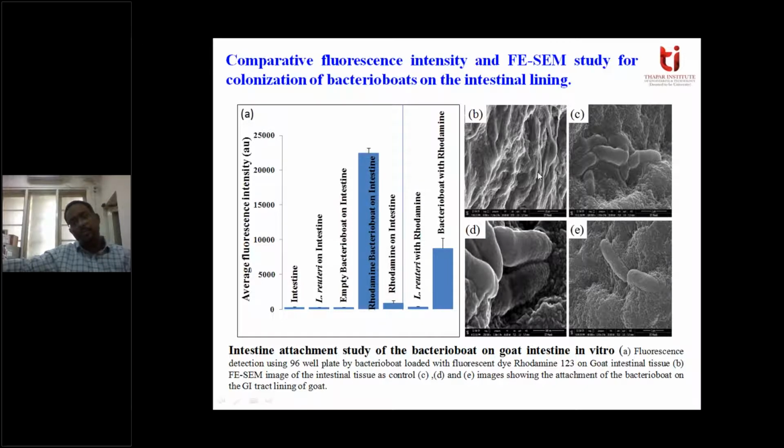We also did the same analysis to see whether this bacteria actually binds to the gastrointestinal tract or not. In this slide, picture B shows an SEM of intestinal tissue of goat, and then we added the bacterial boat on the surface. What you see is the attachment of those bacterial boats. You can see those particles on the surface of the bacteria as well in some cases.